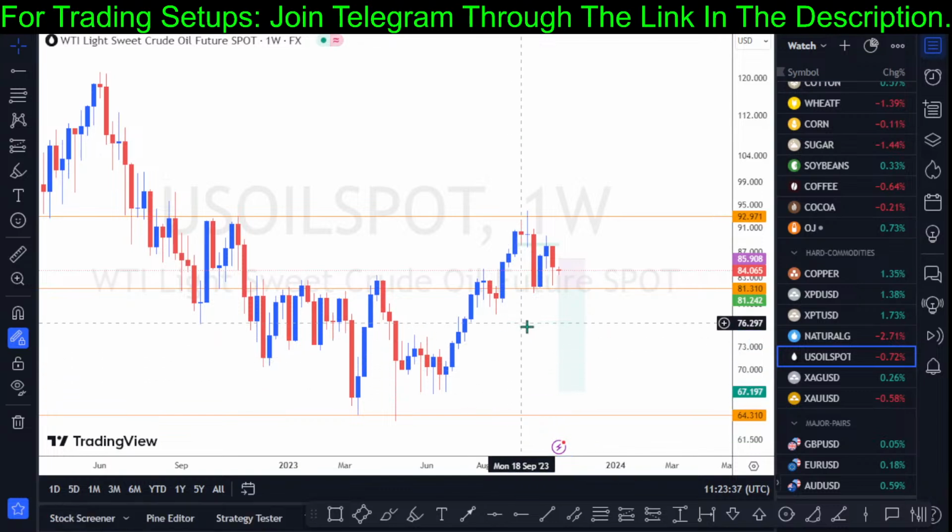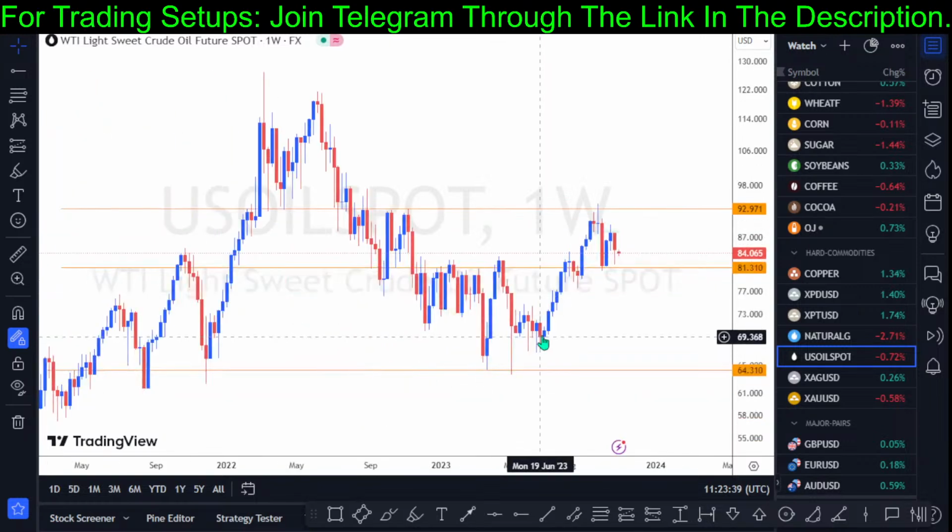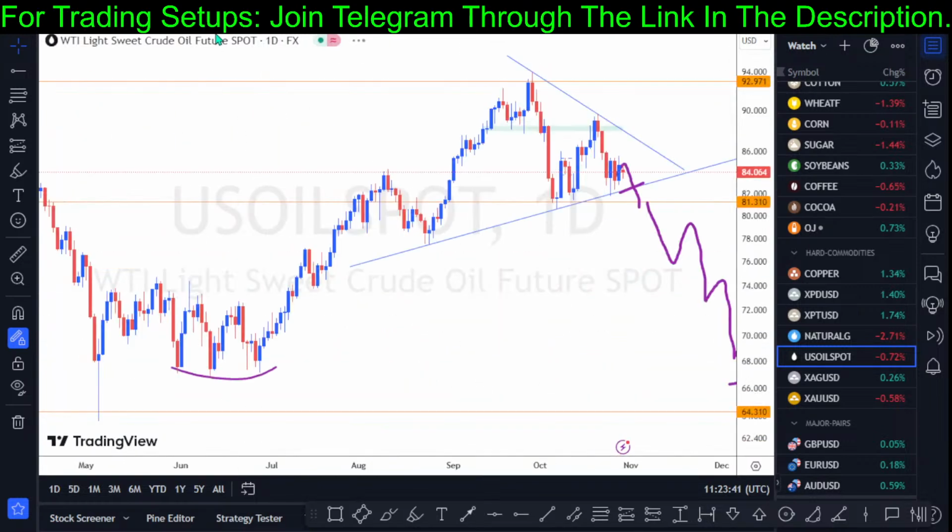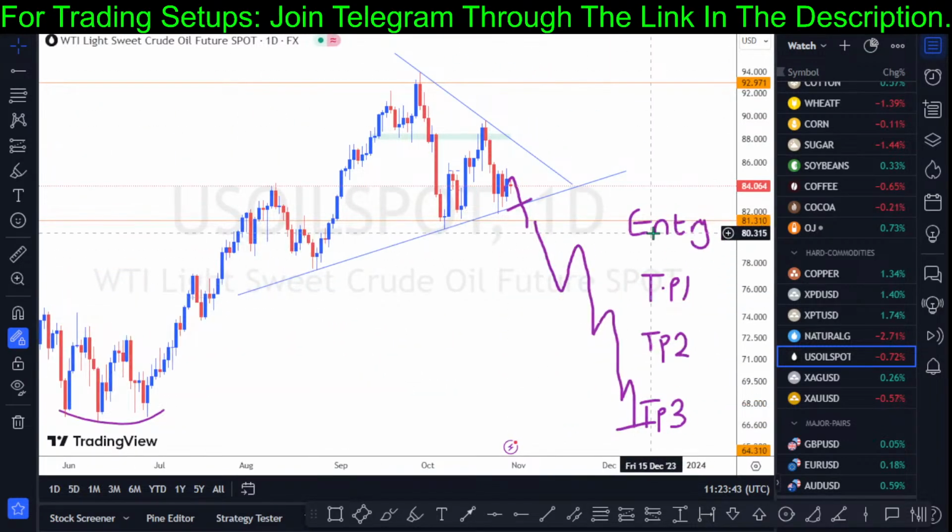So still monitoring the US oil. Based on US oil, let's check the day chart. Okay, I gave some analysis on this asset. This is why you can see some written annotations on this price chart.